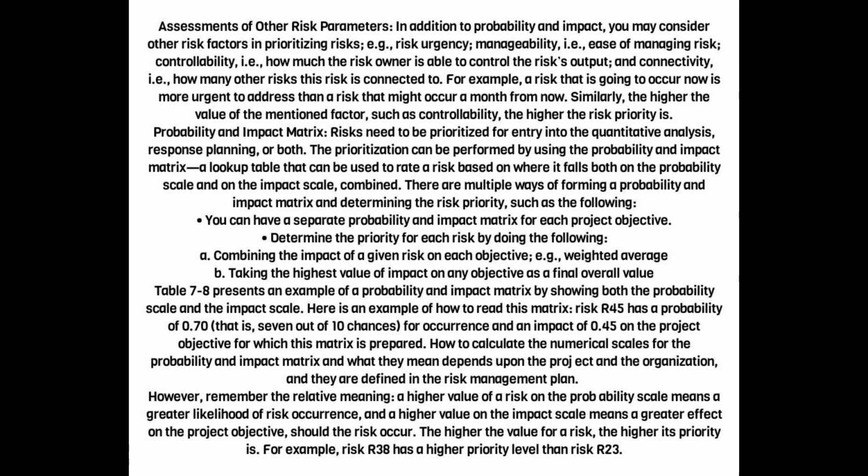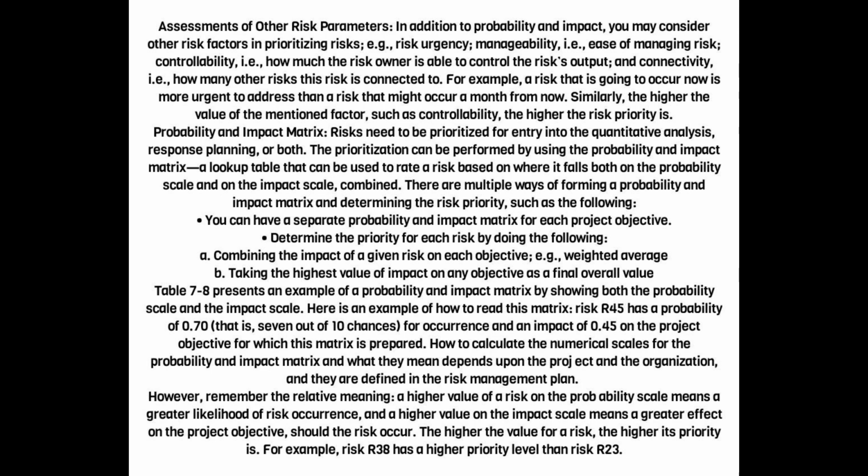Table 7.8 presents an example of a probability and impact matrix by showing both the probability scale and the impact scale. Here is an example of how to read this matrix. Risk R45 has a probability of 0.70, that is, 7 out of 10 chances, for occurrence and an impact of 0.45 on the project objective for which this matrix is prepared. How to calculate the numerical scales for the probability and impact matrix and what they mean depends upon the project and the organization, and they are defined in the risk management plan.